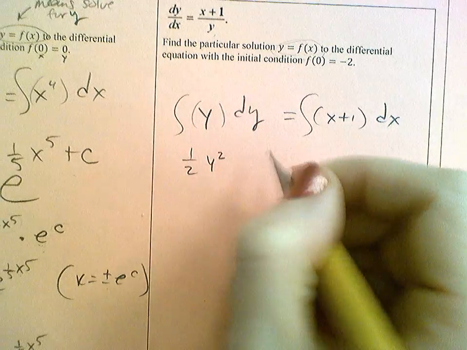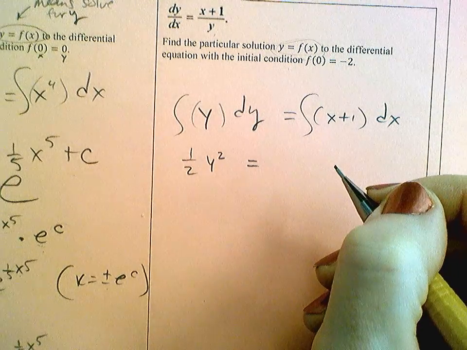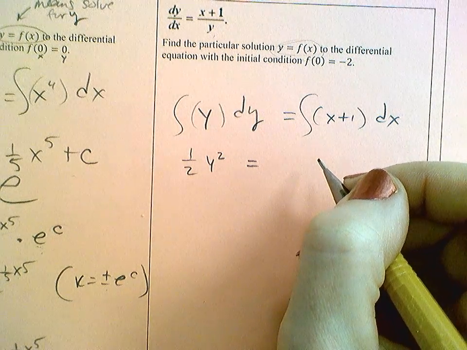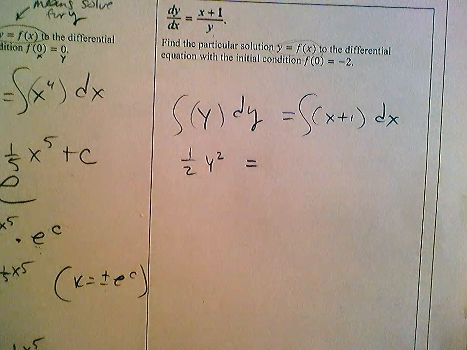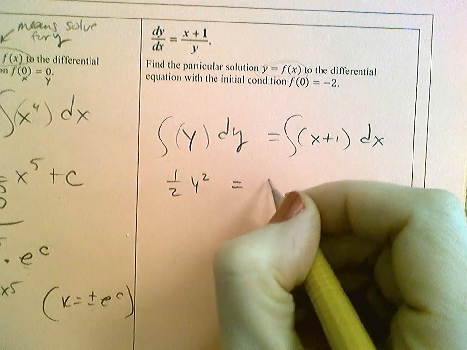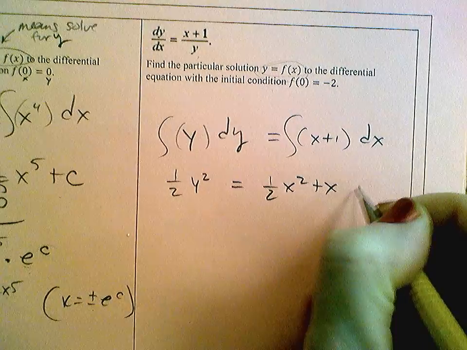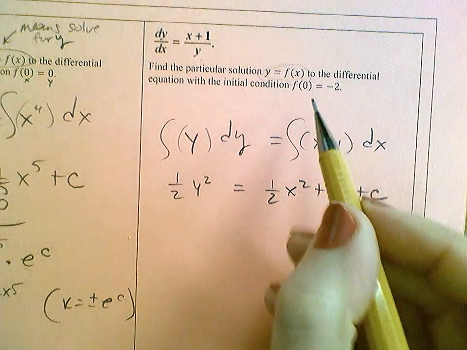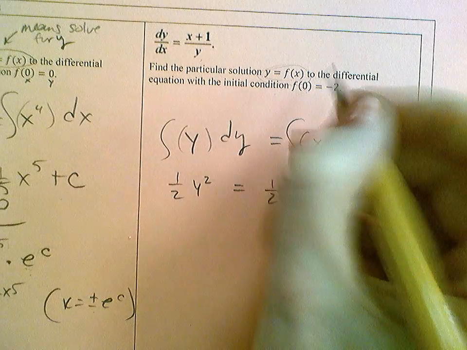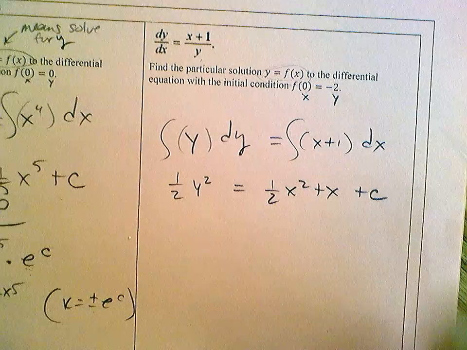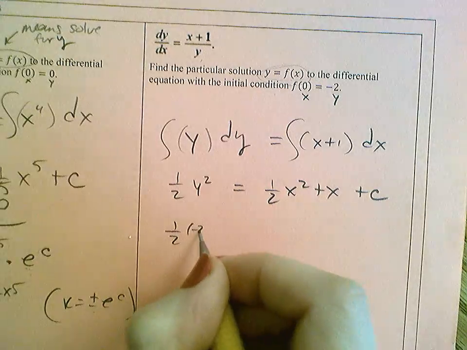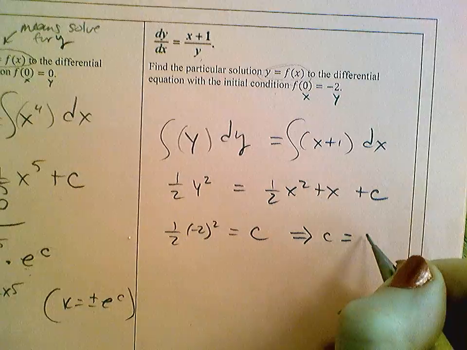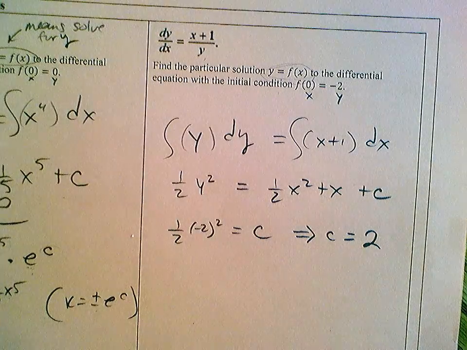1/2 y to the 2nd. Oh shoot, I probably should be doing the bracket things, because I feel like that's helpful. But I don't have an eraser. 1/2 x squared plus x plus c. Now let me find c, and then I'll solve for y. So I'm plugging in 0 for x, and negative 2 in for y. So this is 1/2 negative 2 squared. So we get that c is just positive 2.